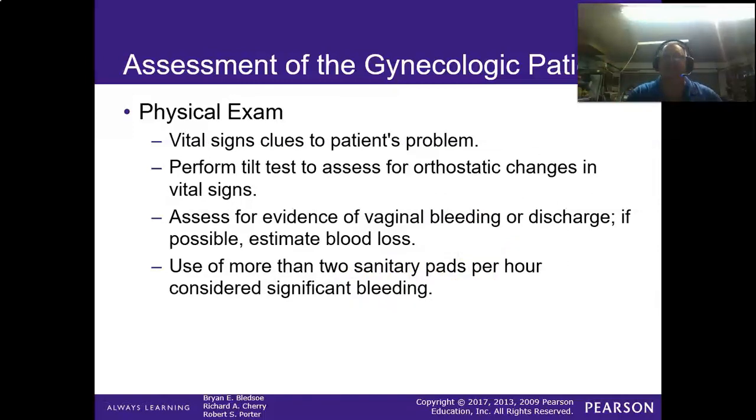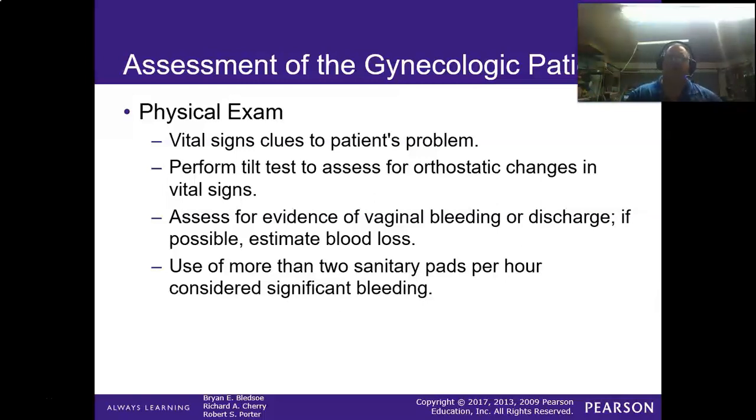Again, vital signs, get your vital signs. Perform the tilt test for any orthostatic changes. Again, the ladies actually compensate pretty well. They're used to losing a little bit of blood, but they're also a little bit more susceptible to orthostatic hypotension. So again, have them do the lay down, sit up, stand up, if you need to, to make sure that we don't have some mild hypovolemia going on. Check for discharges. That means either blood or other material. Okay.